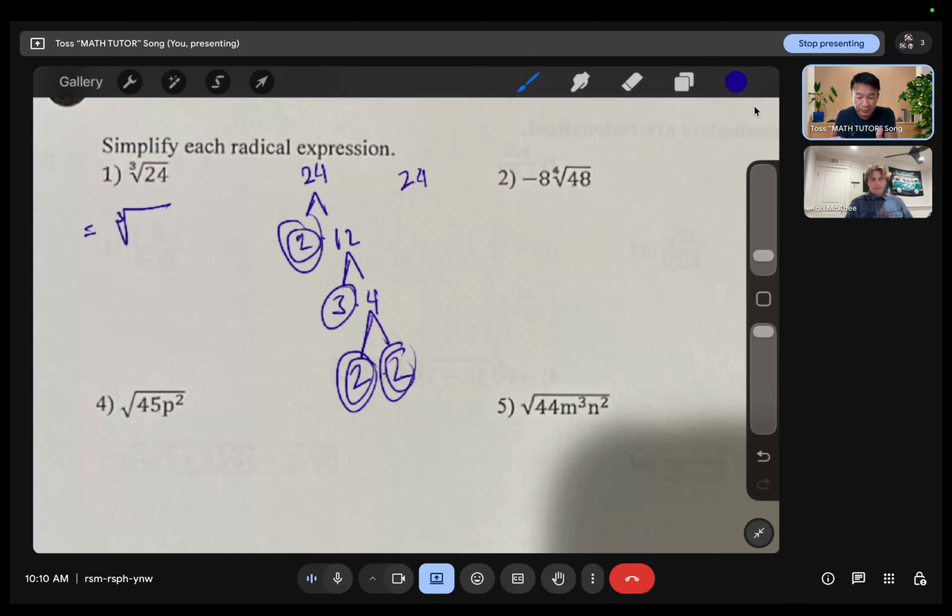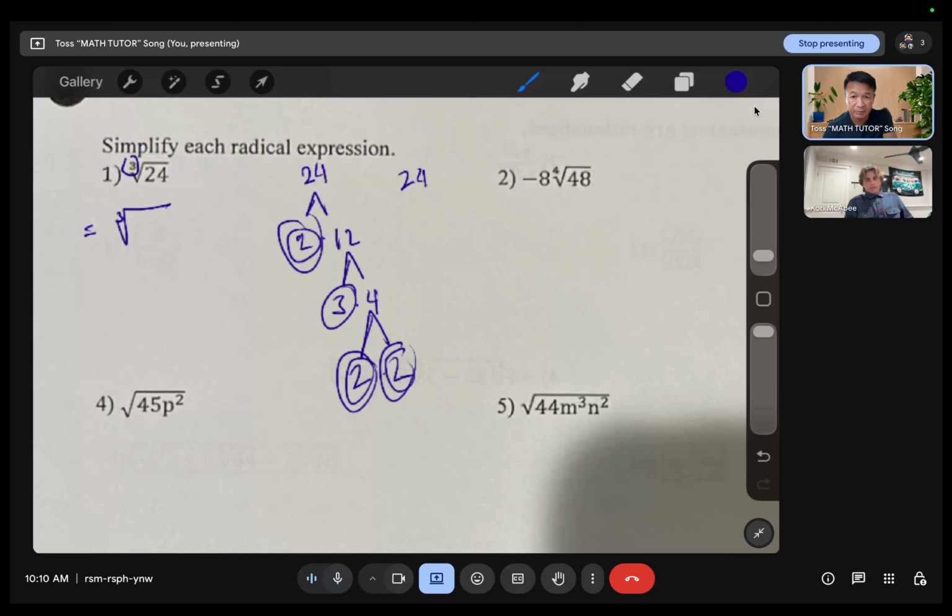The number that repeats 3 times, which is 2 on your list. Circle all your primes. You bring it outside once. That's how you simplify it. So you bring it outside once. Now, how's that? Because the 3 tells you that.